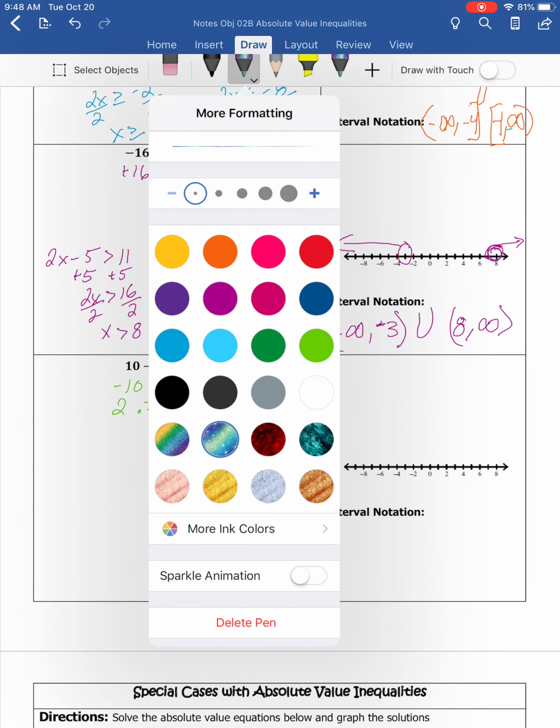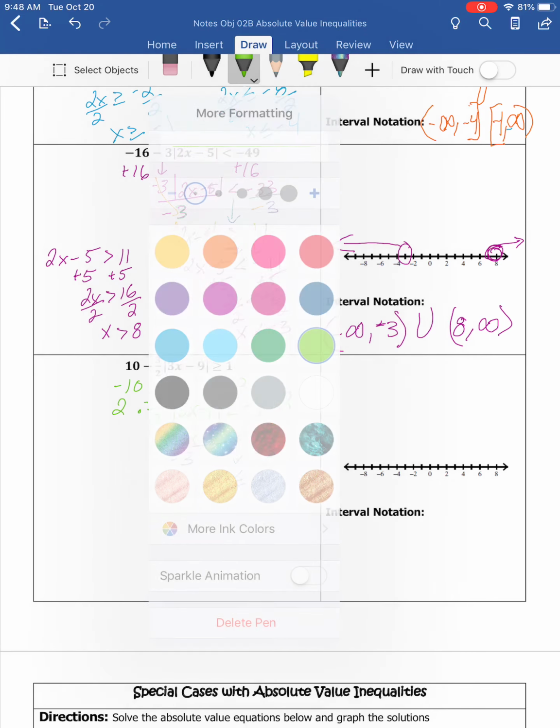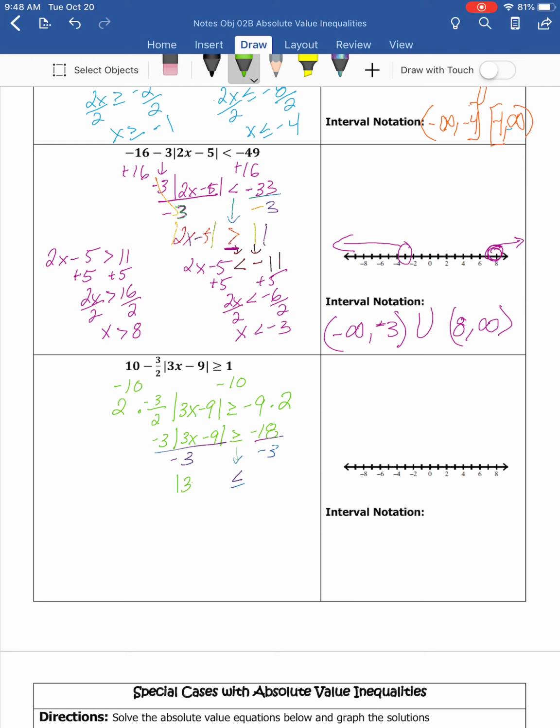Now, here's where the magic happens. Because I have this negative 3, when I divide by negative 3, that's where I have to switch the inequality symbol, when I divide or multiply by a negative. So this ends up being the absolute value of 3x minus 9 is less than or equal to 6. Now with this, I know that if it's less than, it's just going to have one interval. That's my prediction, because that's what the pattern has been.